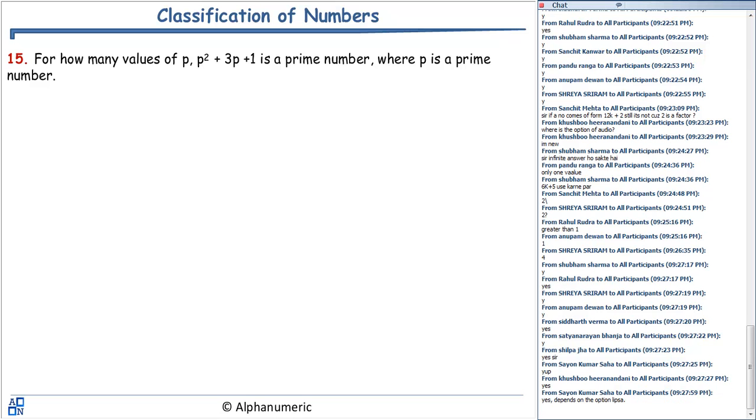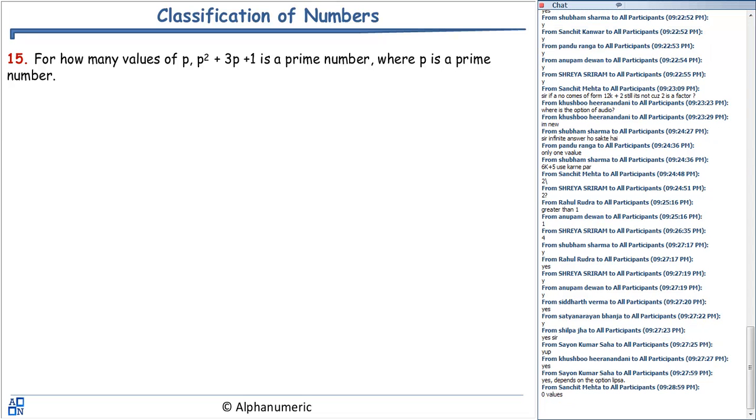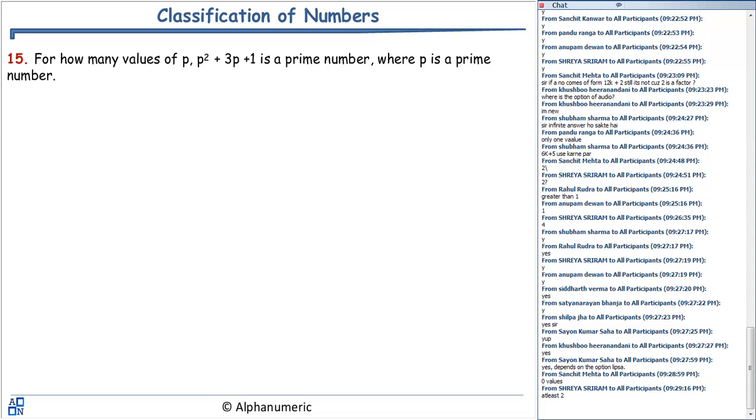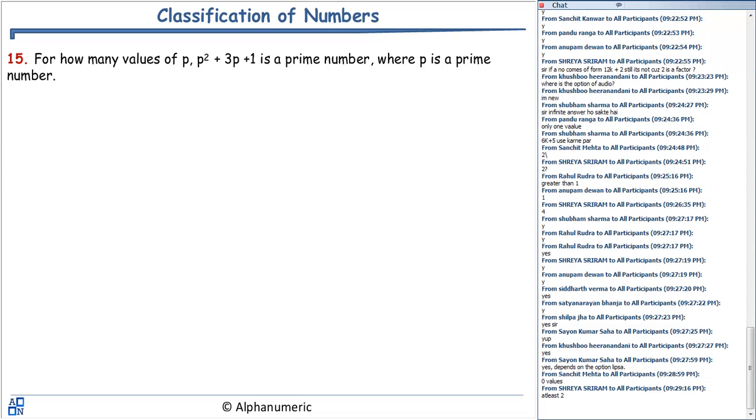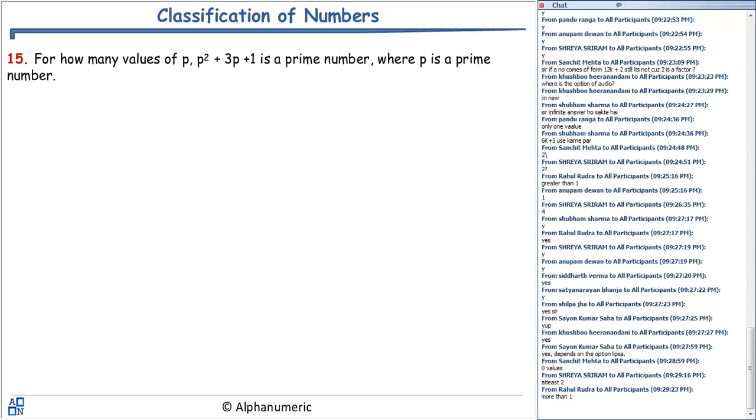Because I am not seeing any doubt. Sanchit is saying zero values. Okay, Sanchit, we'll see for question number 15. What about the others? At least two, more than one.